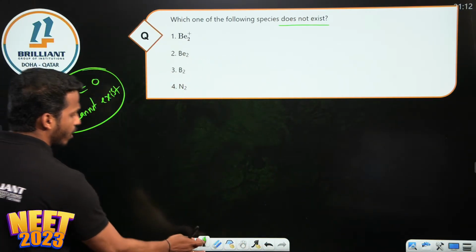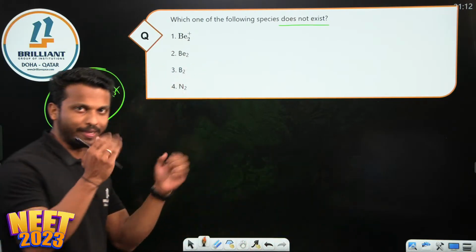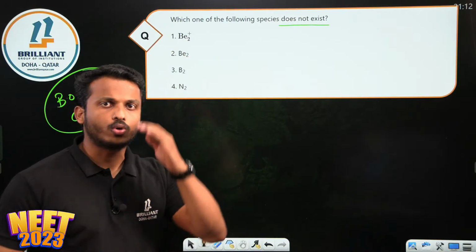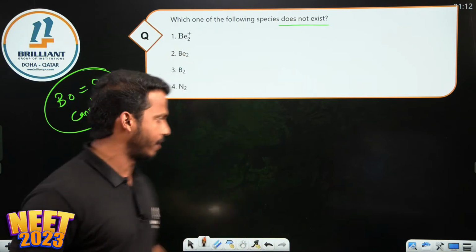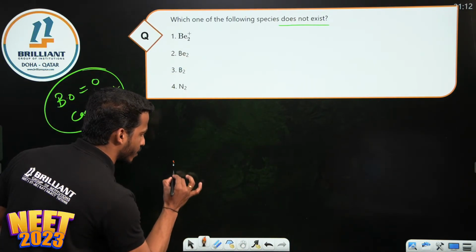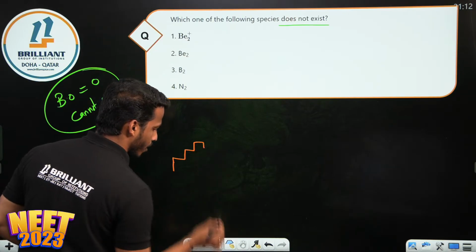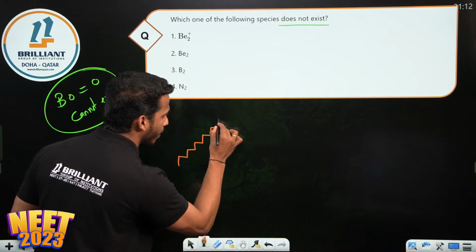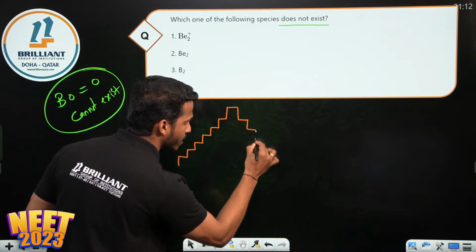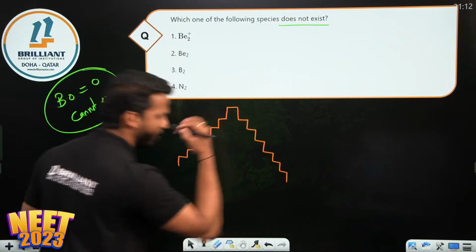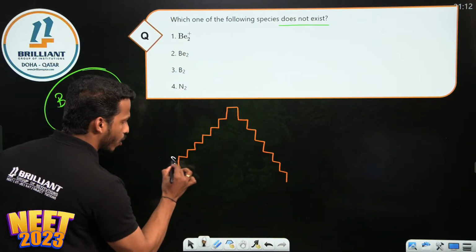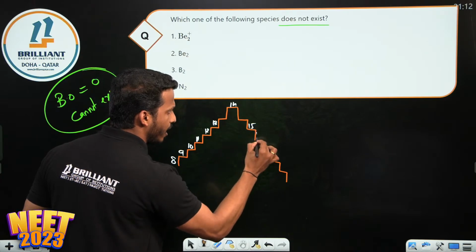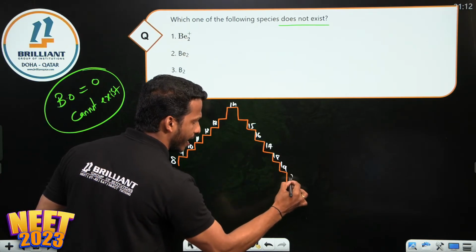So let's consider how to calculate this, dear all. Very simple. There is a shortcut method. You may study up to a 20 electron system how to calculate bond order. Let me give you a shortcut method. Let me start from the 8 electron system first: 8, 9, 10, 11, 12, 13, 14, 15, 16, 17, 18, 19, 20.